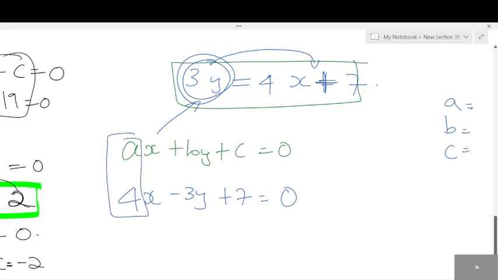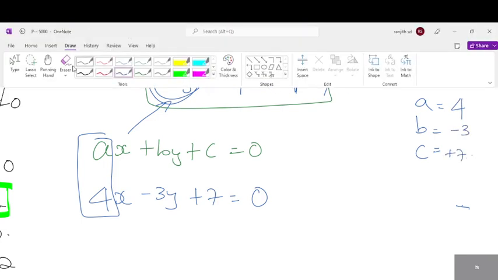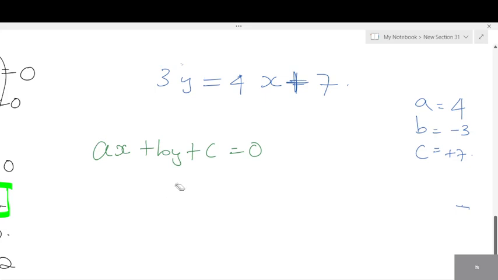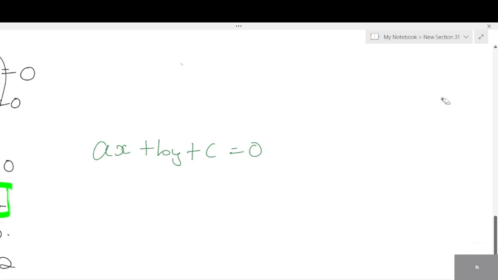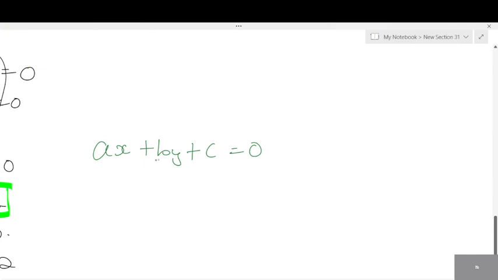What is a? a is 4, b is minus 3, c is plus 7. Is this clear? All of you understood how to arrange in order? Okay, next one. I'll give you one more question, then we'll start. I'll teach you how to find the values of x and y. For now, we are just finding the a, b and c values.